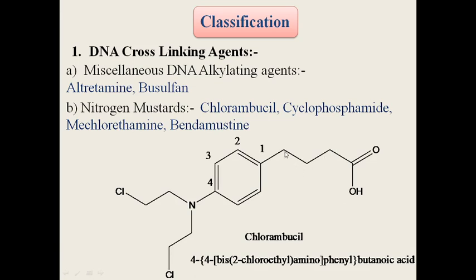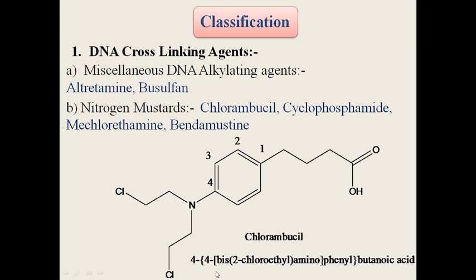And of this butanoic acid at position number 4, there is a phenyl. And of this phenyl, at its position number 4, there is a bis 2-chloroethyl amino group. This is amino, and in this amino there are two molecules of 2-chloroethyl group. This is 2-chloroethyl, one molecule, and another 2-chloroethyl molecule, at this nitrogen. So in this way its IUPAC name is this.